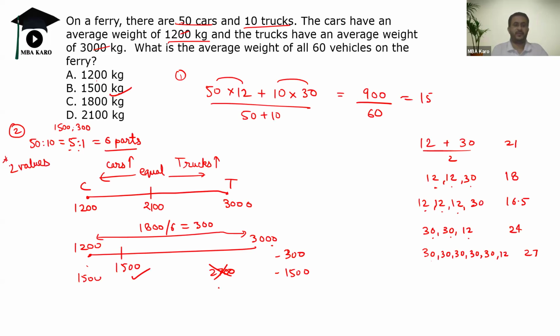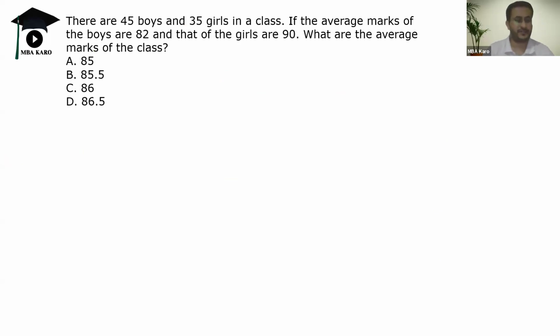Okay, whenever there are three or more values, then you have to apply this only. So allegation is applicable whenever there are only two values. So this is allegation, the reverse of weighted average, or you can say the allegation concept, which we'll study later on. Now let us see this.